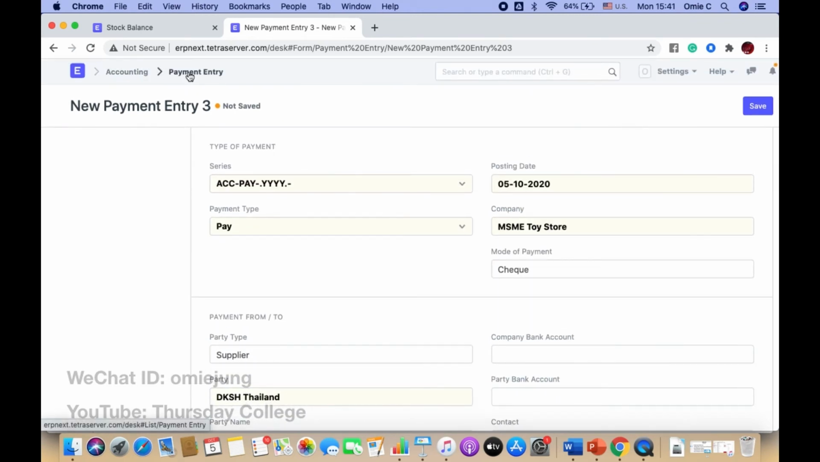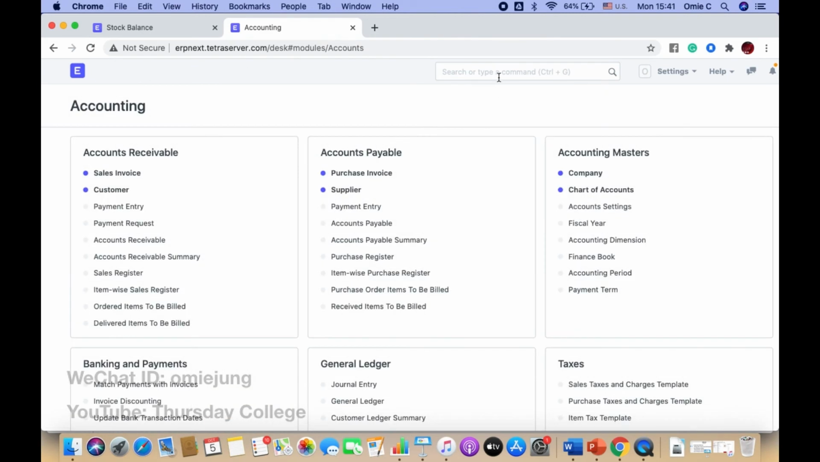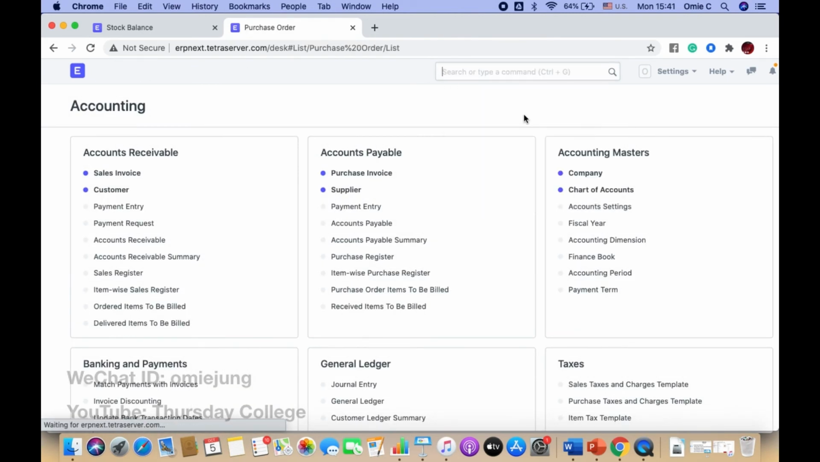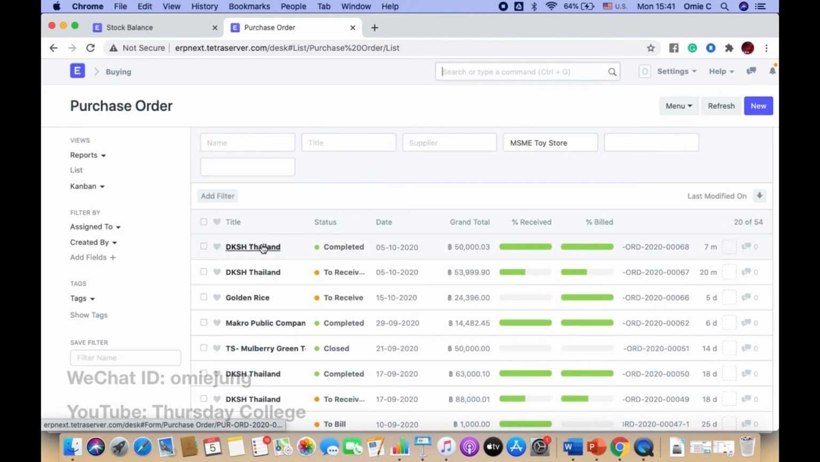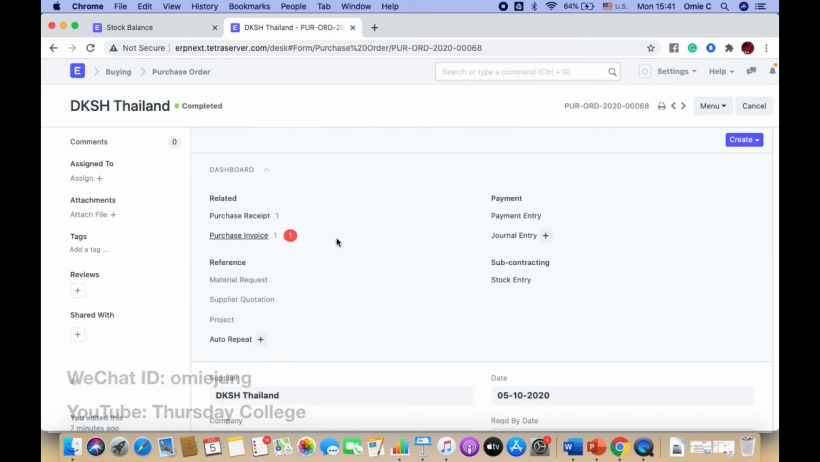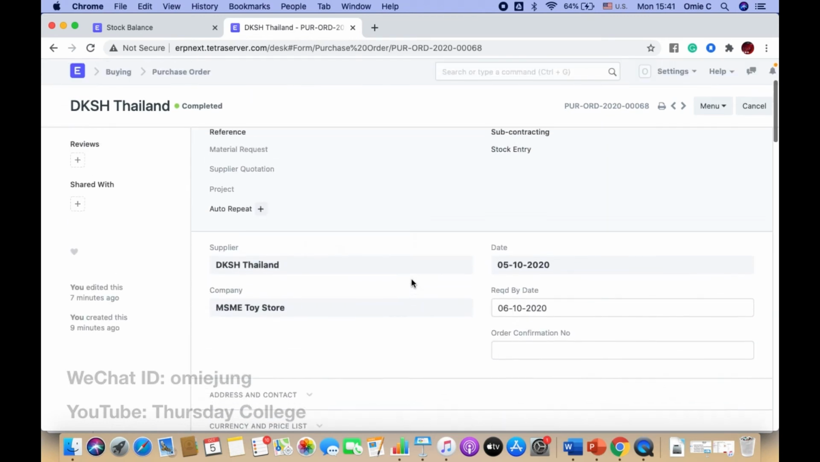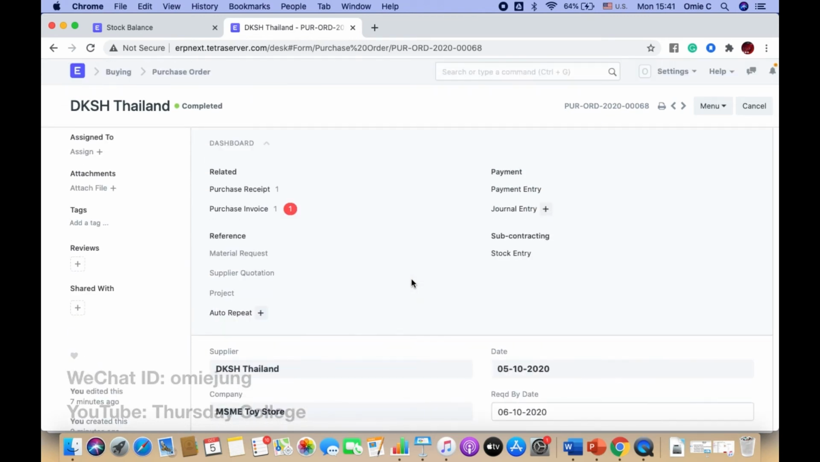I think maybe not click payment entry like this. I go back to the purchase order. So this one is the purchase order that you do the order for 20 but you return 10, right? So if you want to make a payment for this one, something like this.